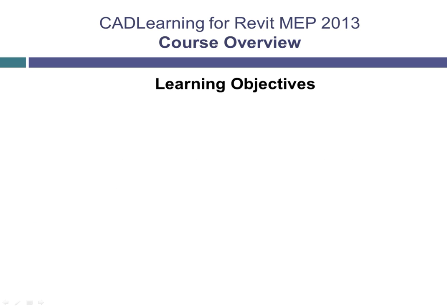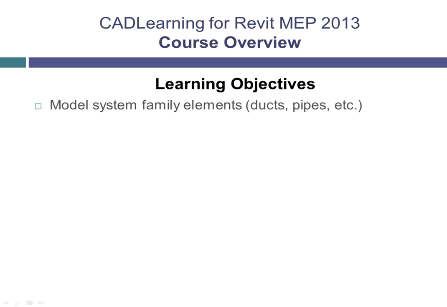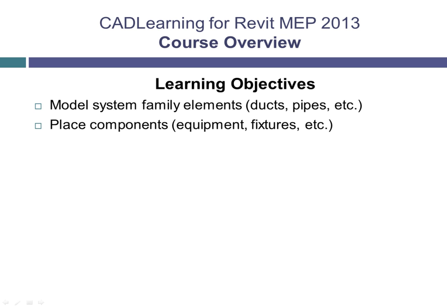In this course, you will learn about the building information modeling features and functions of Revit MEP 2013. After you complete this course, you'll be able to model all of the elements that form the basis of MEP systems, including the system family elements that form the ductwork, piping, conduit, and so on. You'll also learn how to place other building components, such as equipment and fixtures, and how to modify components to create your own custom components.